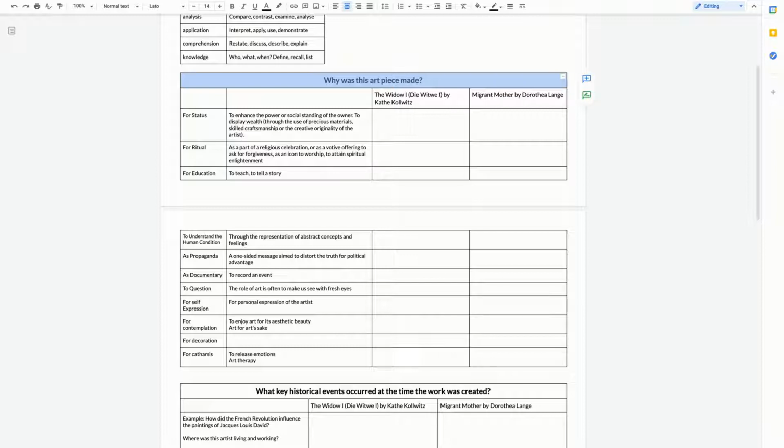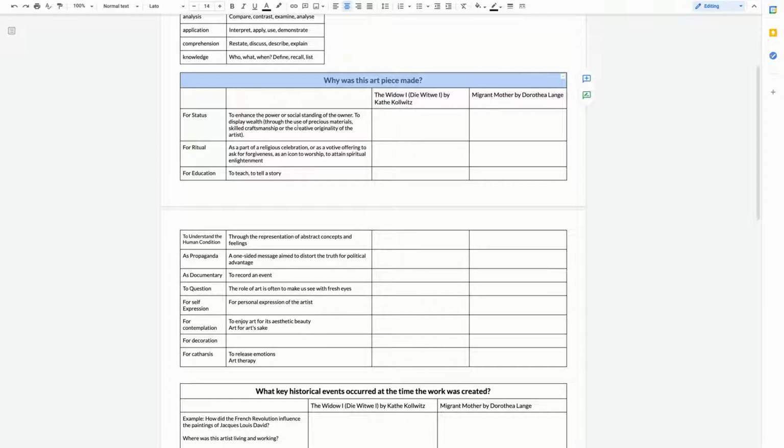I would recommend independently researching The Widow, as well as the artist herself, Käthe Kollwitz. Same thing for the second piece that you're going to be looking at. Look at the piece titled Migrant Mother, and then also look at Dorothea Lange's life. That will give you some insight into why they may have made this art piece. Typically, we're going to find 3 to 4 reasons that someone made a piece of art.